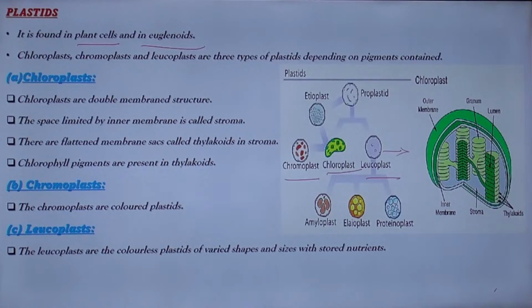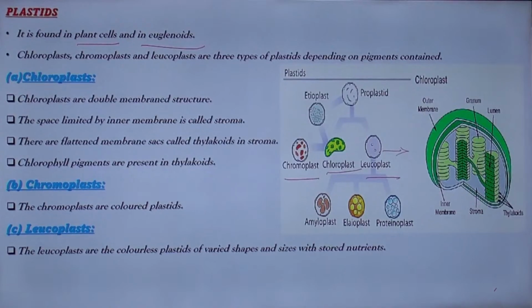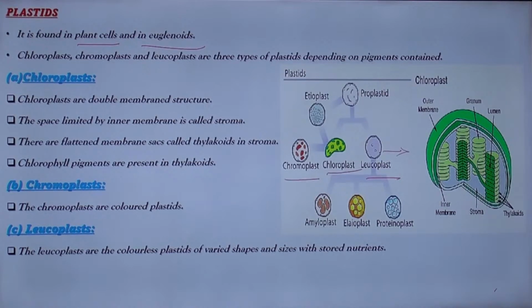Another one we have seen: what are double membrane bound organelles? Mitochondria and chloroplast. The space limited by the inner membrane is called stroma. See in this green picture, the space inside the chloroplast is the stroma. There are flattened membrane sacs called thylakoids. So this is a thylakoid. This position is thylakoids, the flattened membrane sacs.